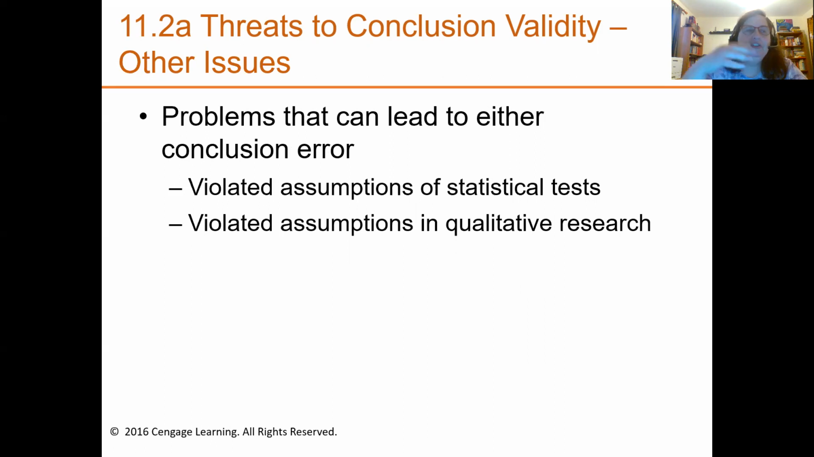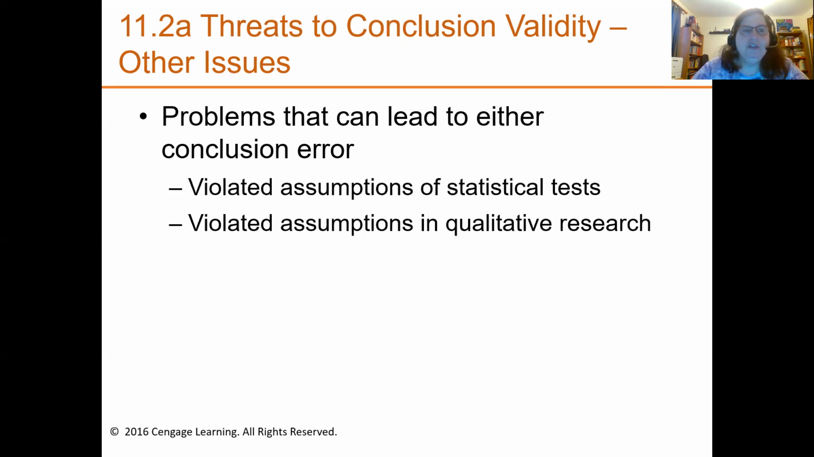What other threats to conclusion validity are there? Well, problems that can lead to either conclusion error are violated assumptions of statistical tests. We've talked a lot about that. Sometimes when you violate the assumptions, what do you do? You go to a non-parametric test. Sometimes that's not so easy and it becomes a little more complicated how you want to deal with those assumptions. Sometimes we do transform, you know.